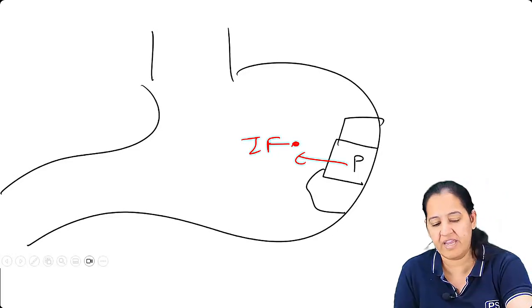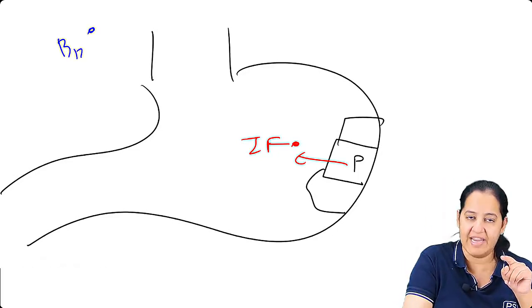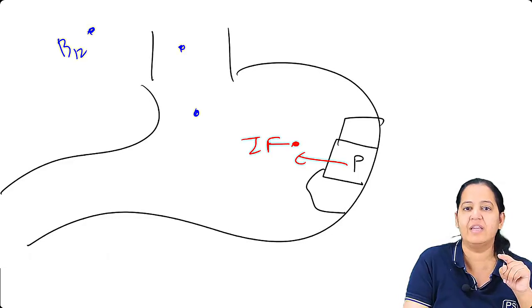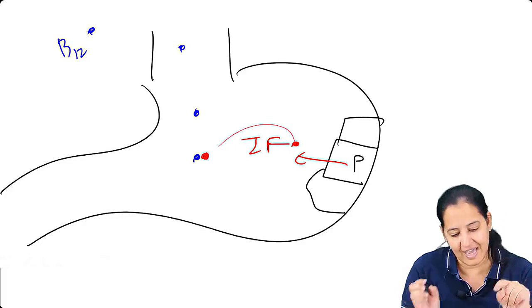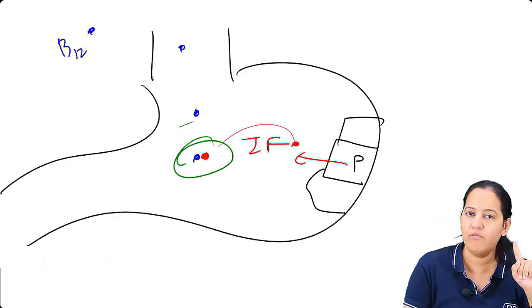So whatever we eat, vitamin B12 in the diet goes inside. This vitamin B12 forms a complex with intrinsic factor, and only then is the complex absorbed. Alone, vitamin B12 is not absorbed.